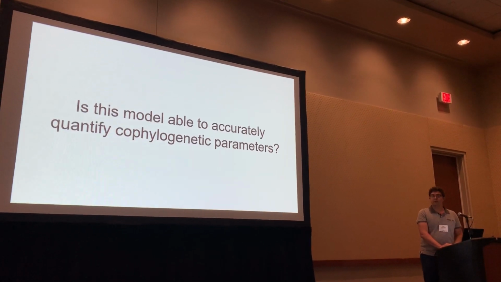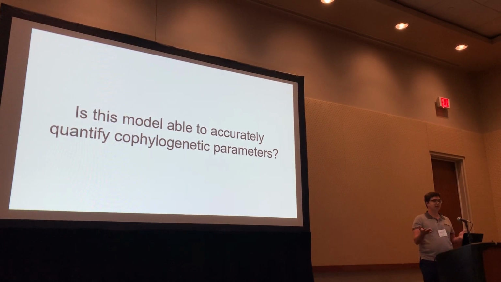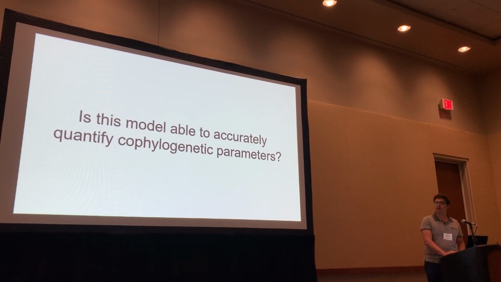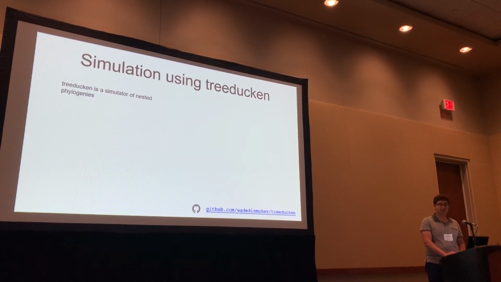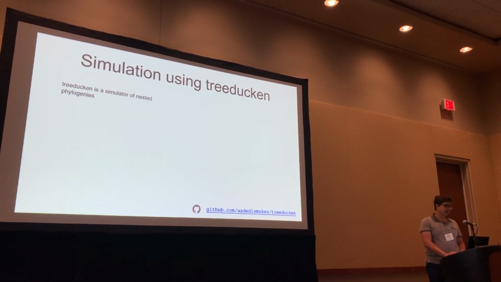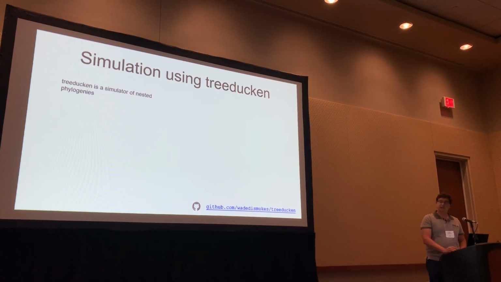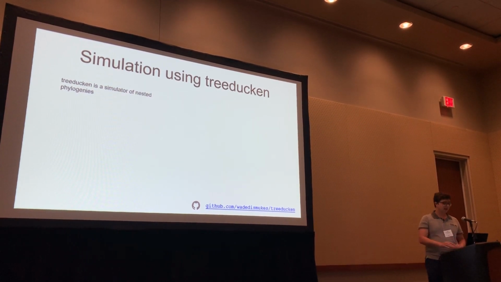And so the question is whether this actually works. I think it makes a lot of sense given this history, but I think we really need to do some simulations and figure out if it works. So to test this, I used the tree ducking simulator that I developed. It's available on GitHub, and it simulates these sort of nested phylogenies.